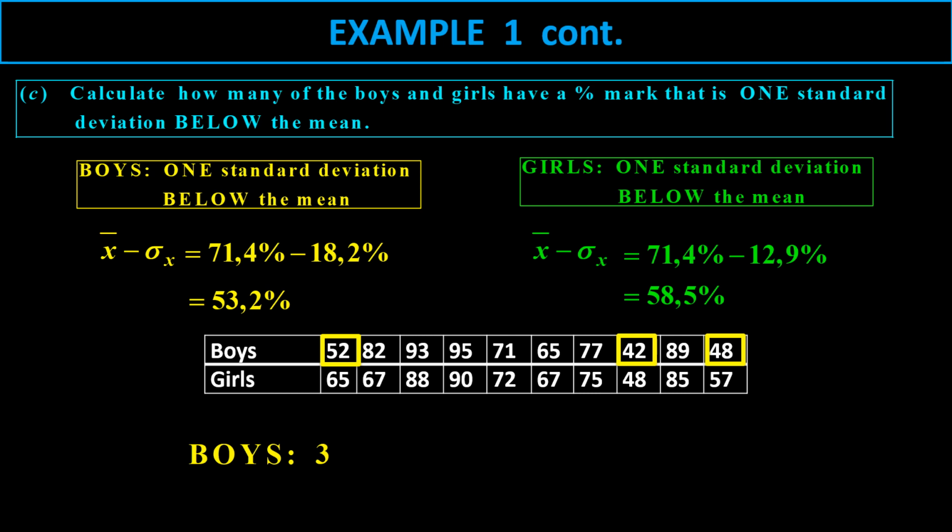And the girls, we want less than 58.5%, which is the first number less than 58.5%, 48, and the other one, 57. So there are 2 girls who have a percentage mark which is 1 standard deviation below the mean.